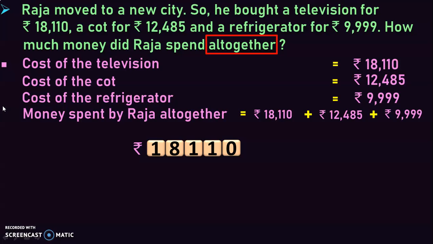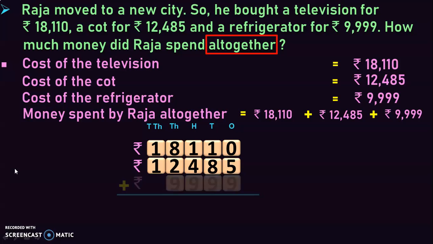Rupees addition is similar to that of your normal 4-digit and 5-digit addition. So first write down the numbers in vertical order. So first number is rupees 18,110. It is always better to write down the place values before you write the other numbers, because in this case you have 5-digit numbers and also 4-digit numbers. Once you write down the place values, it will become easy for you to write down the numbers one below the other in their respective places. So write down the next set of number, which is 12,485, which is also a 5-digit number, and the third number is a 4-digit number, 9,999.